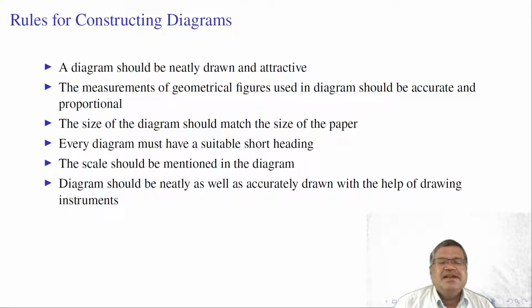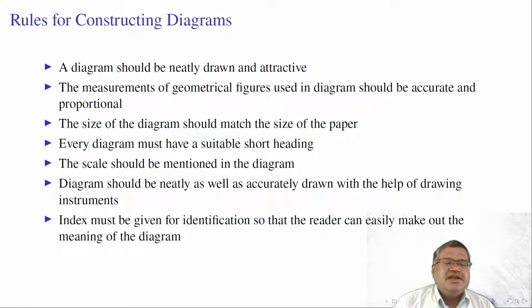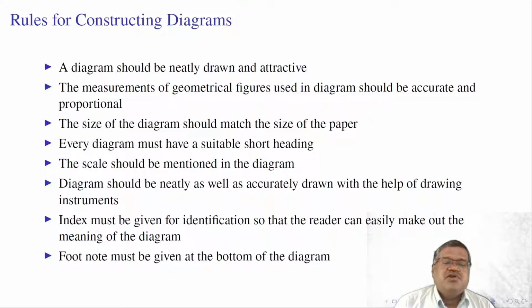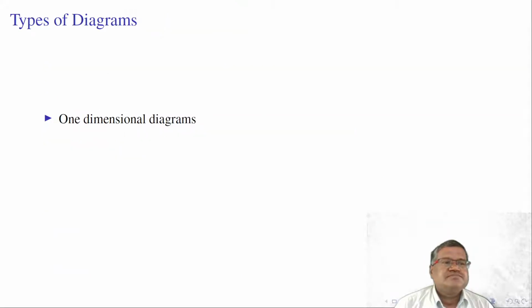The diagram should be neatly as well as accurately drawn with the help of drawing instruments. By using drawing instruments only, we can get neat and attractive pictures. Just drawing with a freehand curve does not make diagrams attractive. An index must be given for identification so that the reader can easily make out the meaning of the diagram. A footnote must be given at the bottom of the diagram.